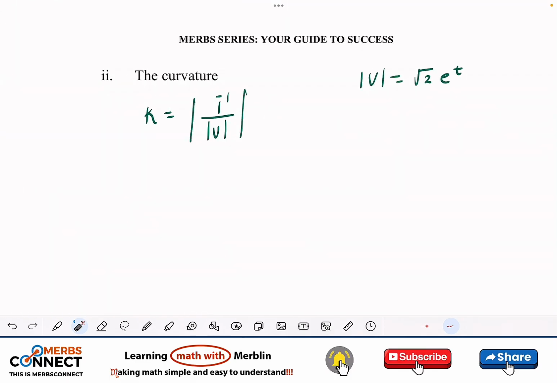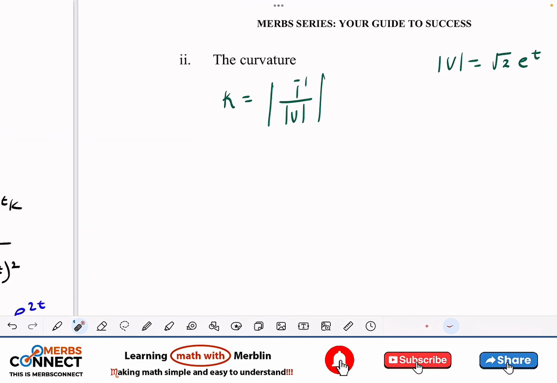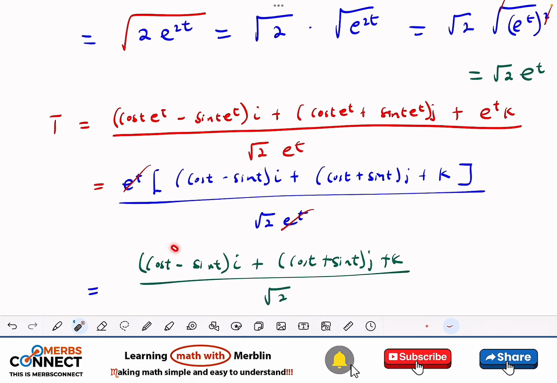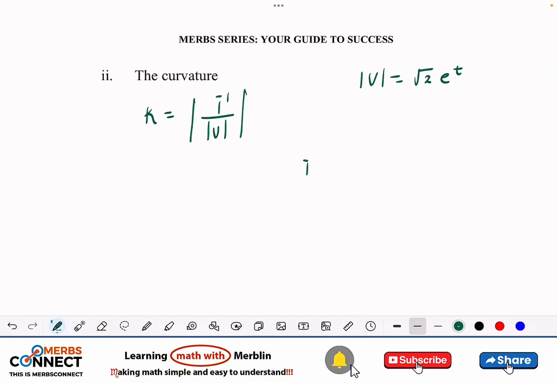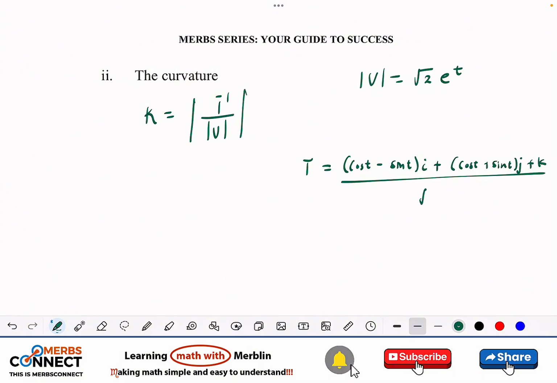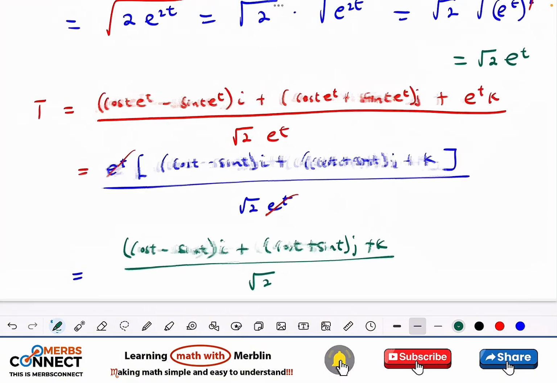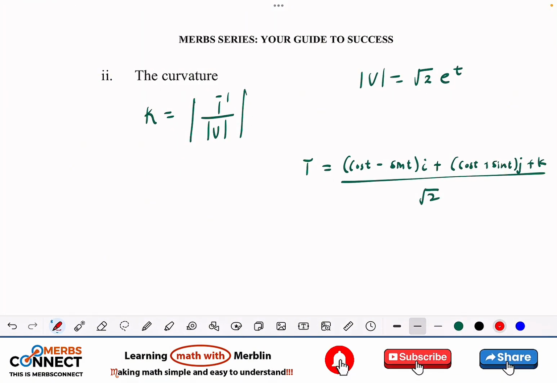So now what we just need to do is find T prime. So we've gotten T to be this. So let me just write T this to the other side. So we've gotten T to be equal to (cos t minus sin t) i plus (cos t plus sin t) j plus k, divided by root 2. Good. So that's what we had from here. So now let's find T prime because that's what we need, right?